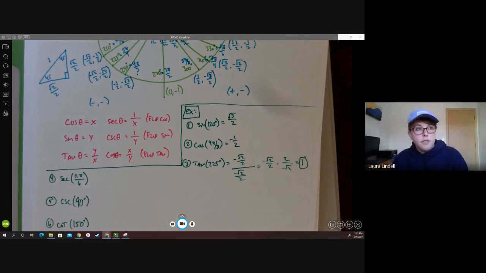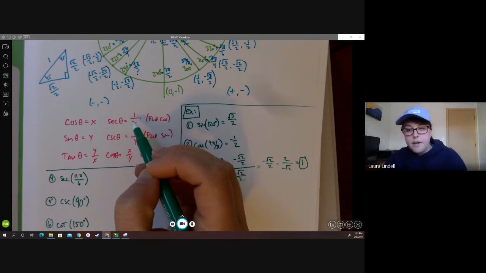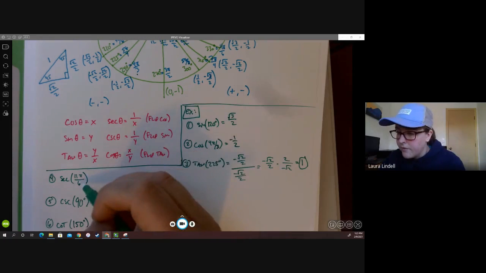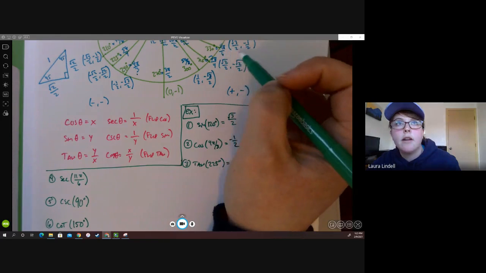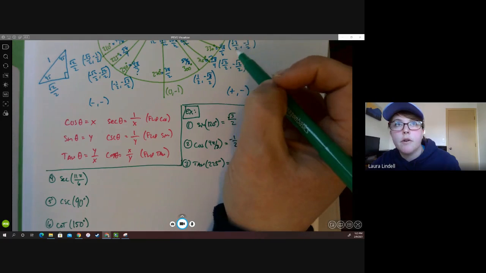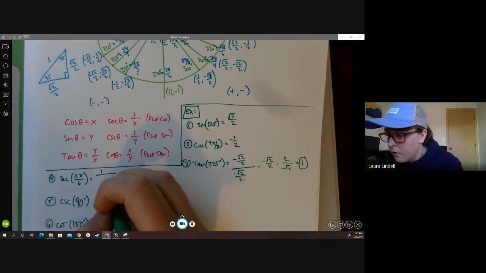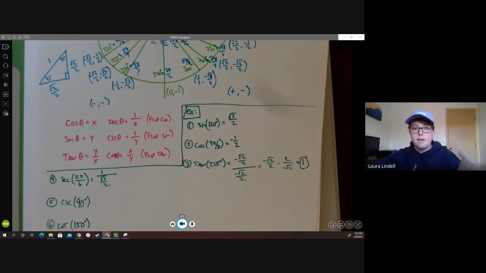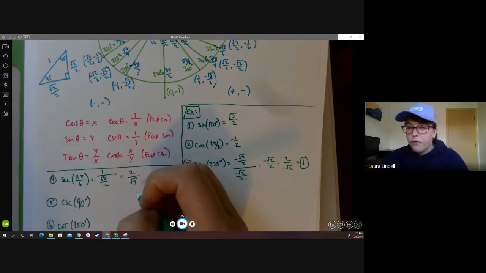Okay, so secant of 11 pi over 6. So secant means we flip cosine, and we know cosine is x. So if cosine is x and we are looking for 11 pi over 6, that would be right over here, 11 pi over 6. The cosine value is root 3 over 2. So it'd be 1 over root 3 over 2, which means we just have to flip that fraction of root 3 over 2. So it'd be 2 over root 3.